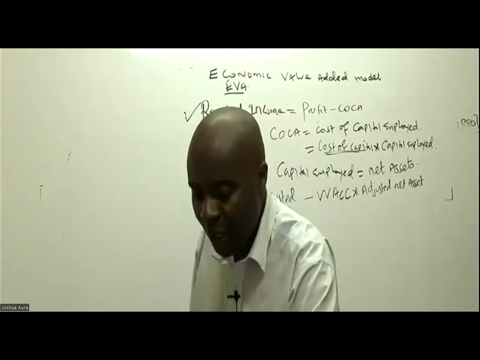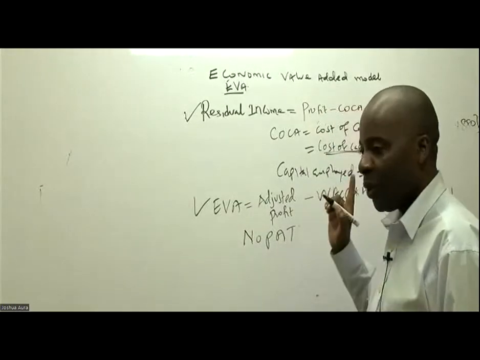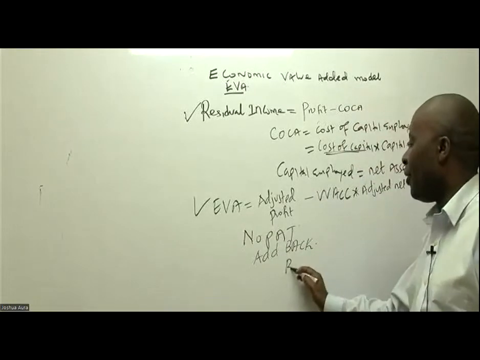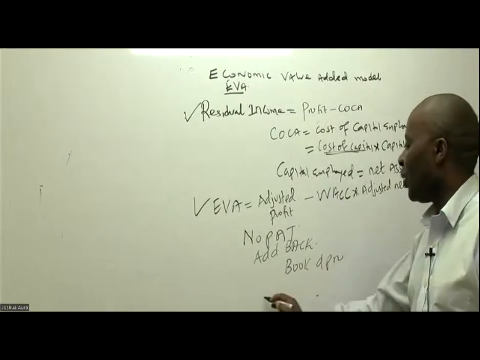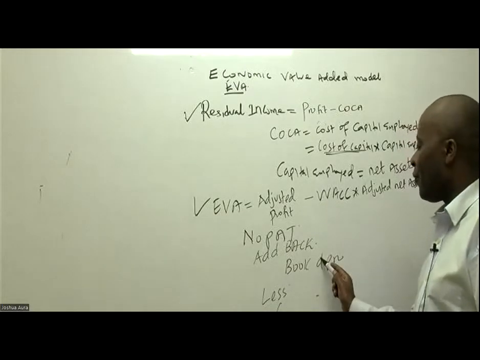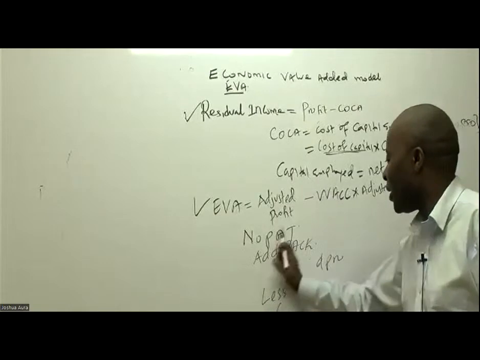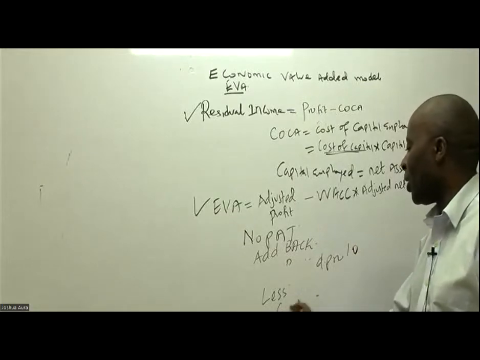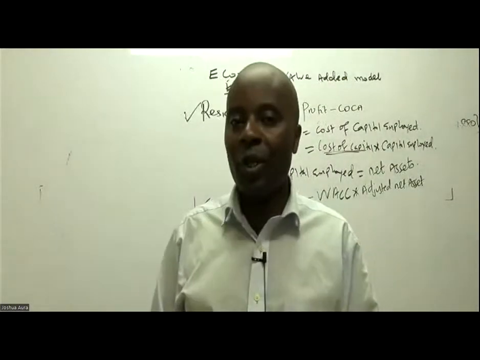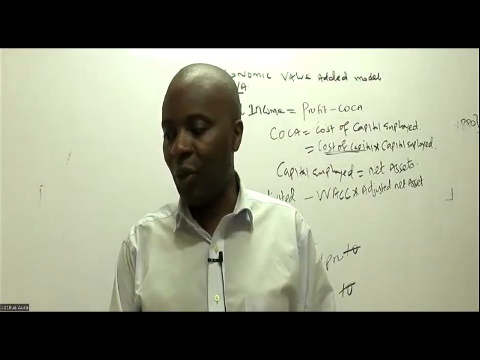So in terms of you getting what we call NOPAT, net operating profit after tax, what we shall be doing? We shall come here and add back this book depreciation, and then we shall be lessing the economic depreciation. What if the two are the same? When the two are the same, you add back, for example, depreciation of 10, and then you less economic depreciation of 10, meaning that they will be canceling out. So when they are the same, we don't pass any adjustment.